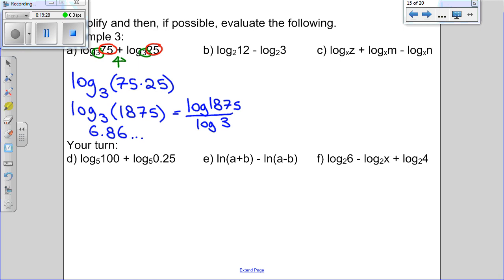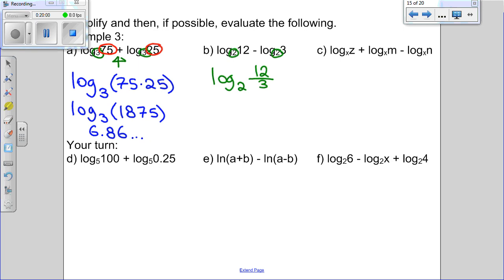Alright, try another one. So we have 2 logs. They're being subtracted. What's important here is they have the same base of 2. That means they can be combined into a singular log. So it becomes log still base 2 of 12 divided by 3. That would be log base 2 of 4.